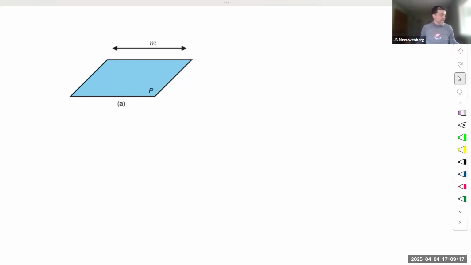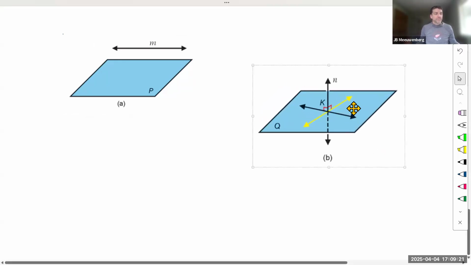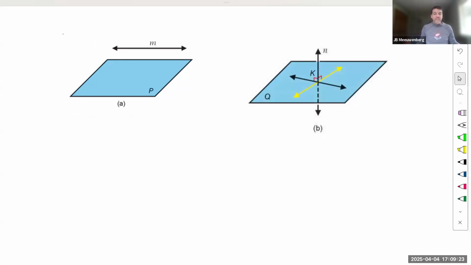In another scenario, we can look at a line that's perpendicular to a plane. So here we have plane Q. We've got, it's called Q right there. And then we have line N right here. And line N is going straight up and down.